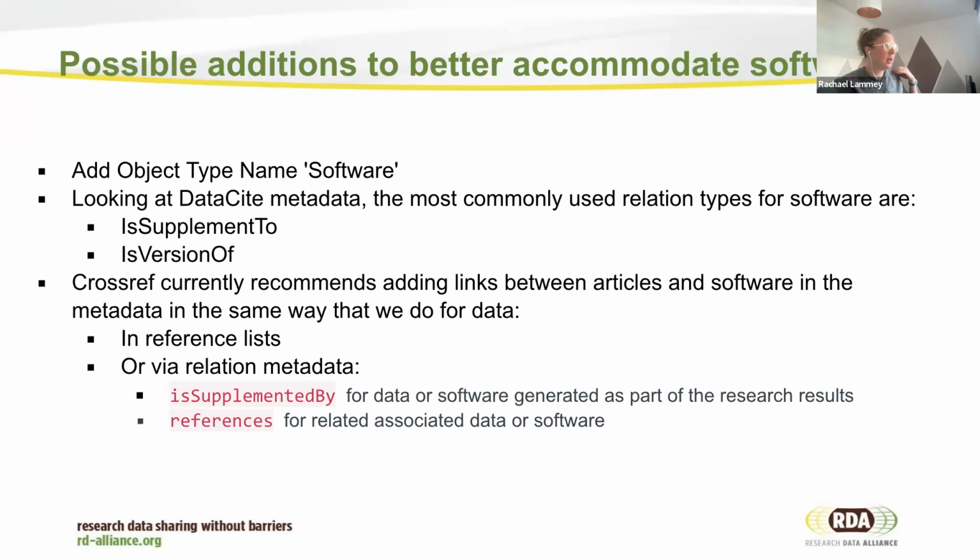At Crossref, we currently recommend adding links between articles and software in the same way that we do for data. So adding those in the reference lists in the metadata, because our reference lists are all openly available now, which is great. Or via relationships metadata, so using "is supplemented by" for data or software that's generated as part of the research results, or "references" for related associated data or software.